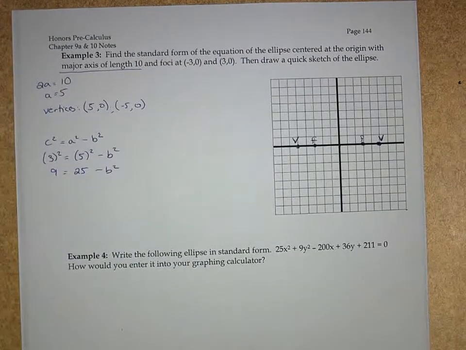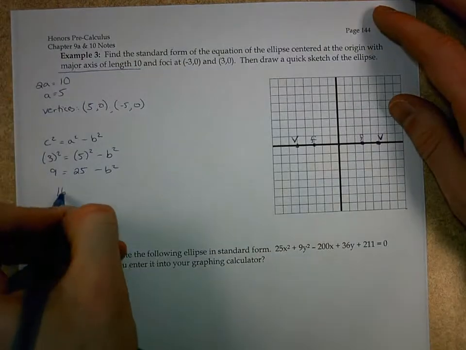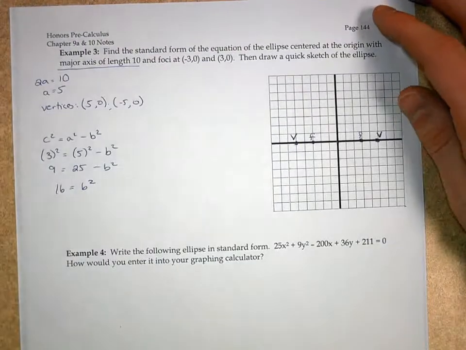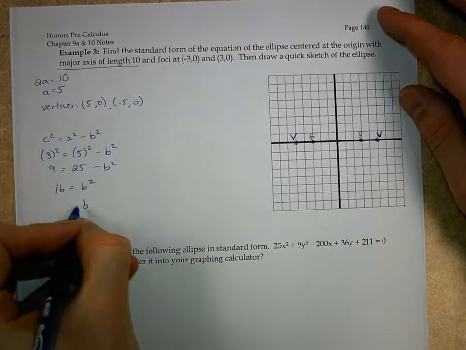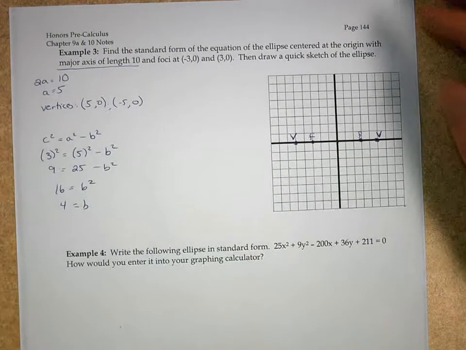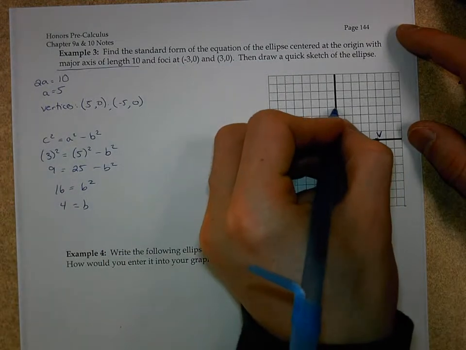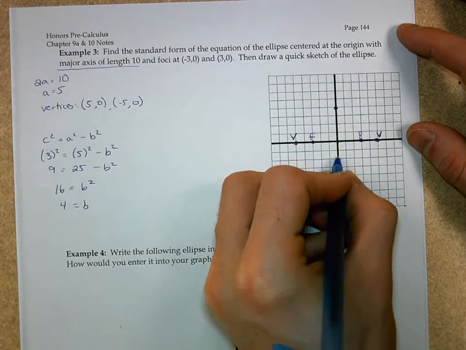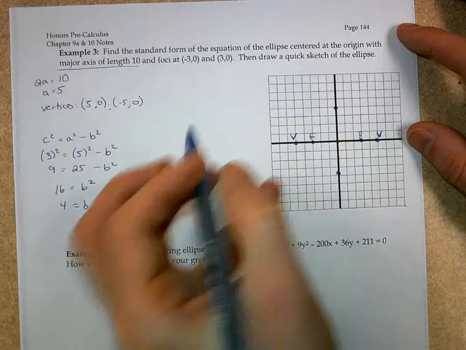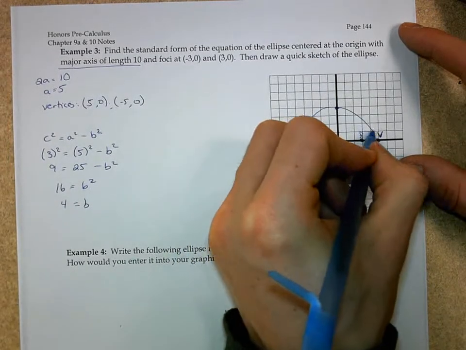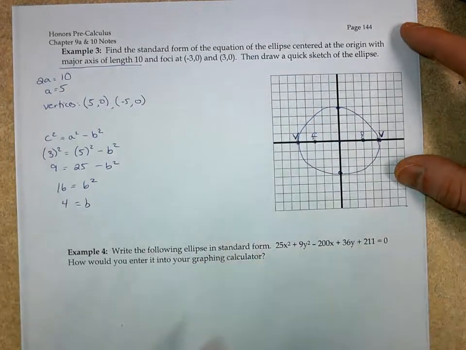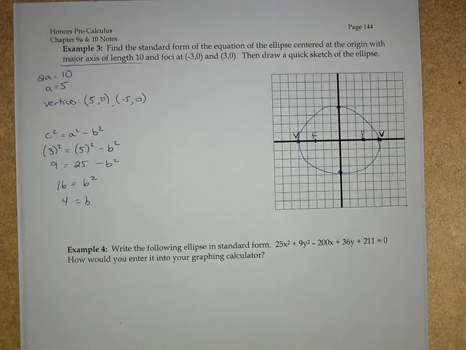So 9 equals 25 minus b squared. We'll start solving for b, which is going to give me 4. And it is technically plus or minus 4. We'll go 4 units up, and 1, 2, 3, 4 units down. And so my ellipse is going to look something like that.